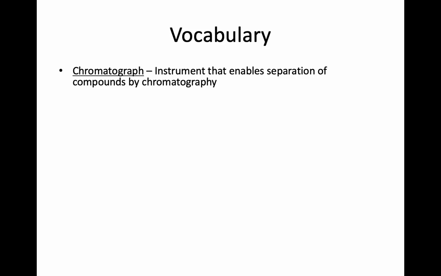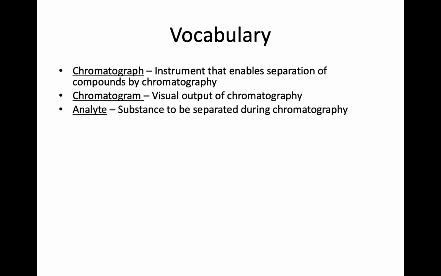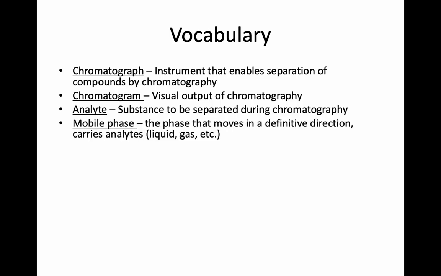So just to give you a little bit of vocabulary for today's class, we're going to talk about the chromatograph as the instrument, the apparatus that allows for the separation of compounds via chromatography. The chromatogram is the visual output of chromatography, right? It's basically the type of data that will come up at the end of your assay. An analyte is the substance, or the molecule, that we want to separate during chromatography.